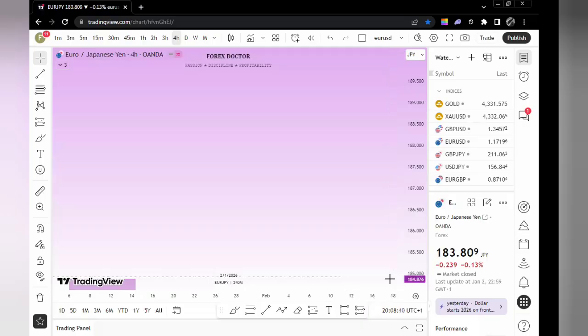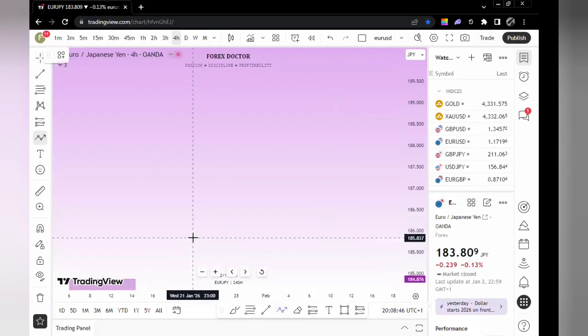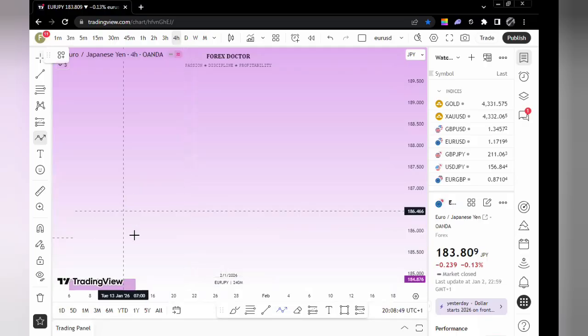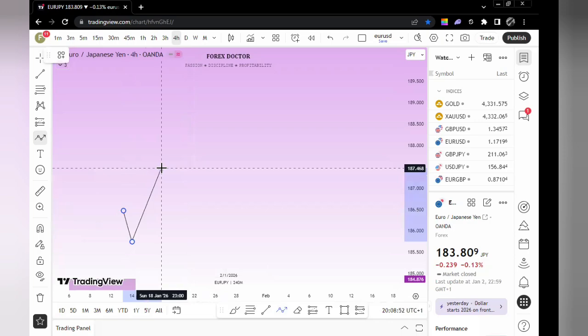What break of structures really look like. When price of an asset breaks past a swing low or swing high, we term that a break of structure. When you have things like this.